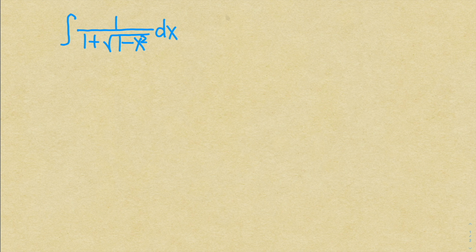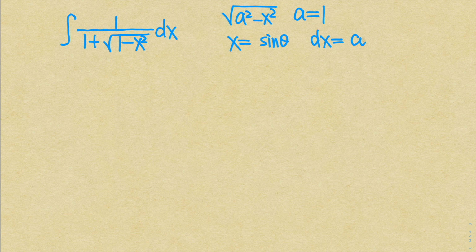The first problem we are gonna have fun with is this one. Let's go ahead and find the antiderivative of 1 over 1 plus square root of 1 minus x squared. So what do you think we need to do here? Notice that there is square root of 1 minus x squared, the same pattern as a squared minus x squared where a equals 1. So according to the formulas we discussed just now, we should set x equal to a times sine theta where a equals 1, and dx equals d sine theta which equals cosine theta d theta.